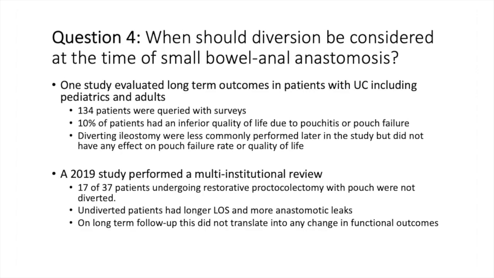1 study specifically looked at long-term outcomes in patients with ulcerative colitis, including pediatric and adult patients. This was done using surveys, and 134 patients in the Danish National Registry were queried. They found that the majority of patients did well. However, 10% of the patients did have an inferior quality of life due to pouchitis or pouch failure. They noted that the ileostomy rate was decreased during the latter part of the study as more procedures were being done without diversion. However, they did find that diverting ileostomy was not associated with these pouch failure rate or quality of life issues, again supporting the thought that ileostomy in a select group of individuals may be safe to perform.